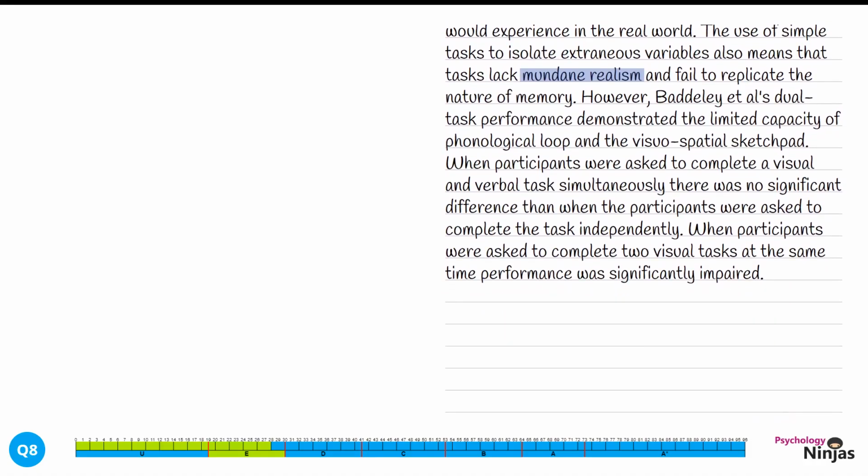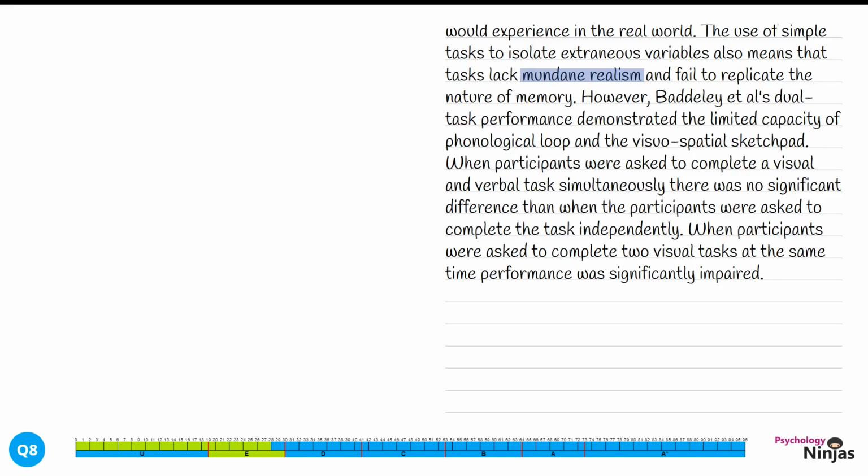When participants were asked to complete a visual and verbal task simultaneously, there was no difference than when the participants were asked to complete the task independently. When participants were asked to complete two visual tasks at the same time, performance was significantly impaired.